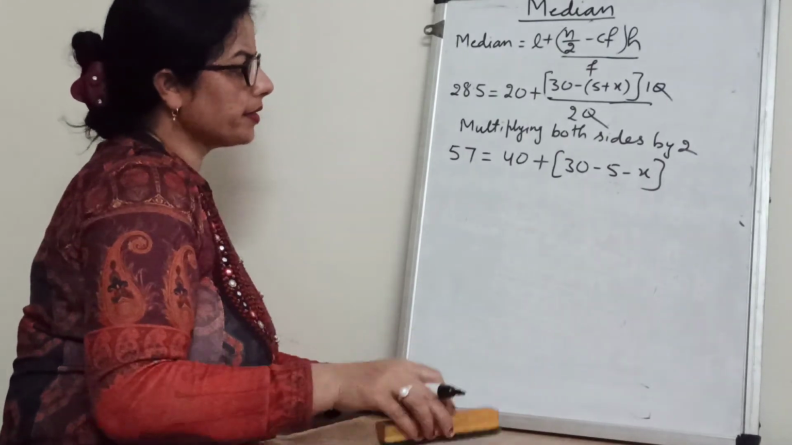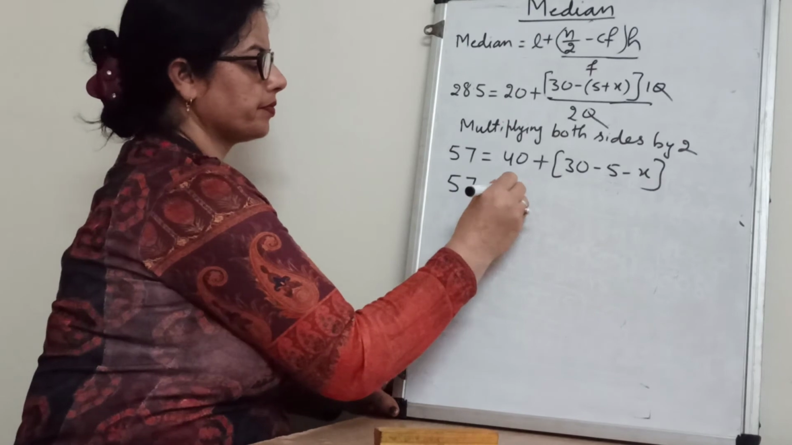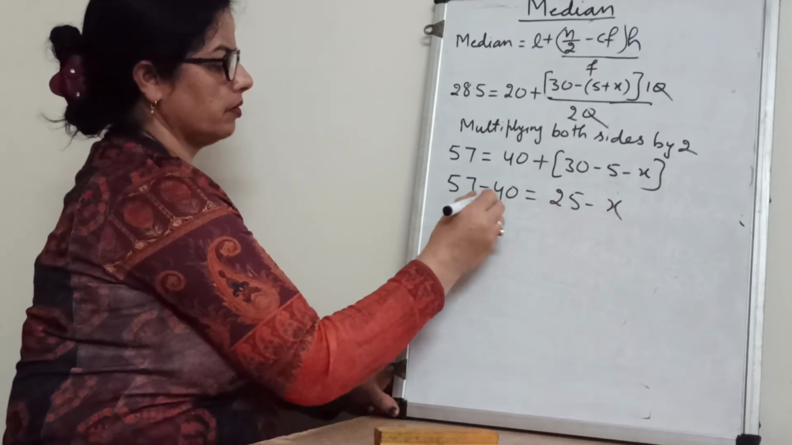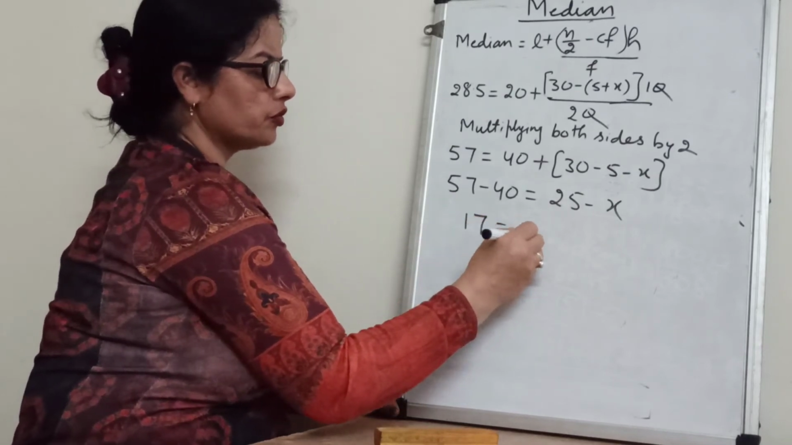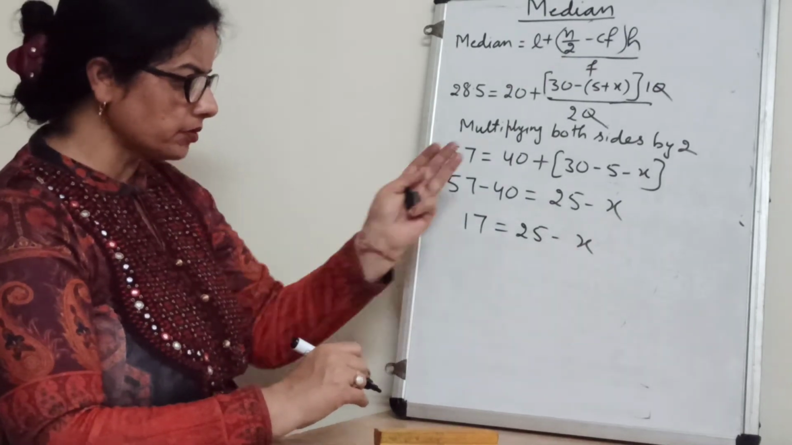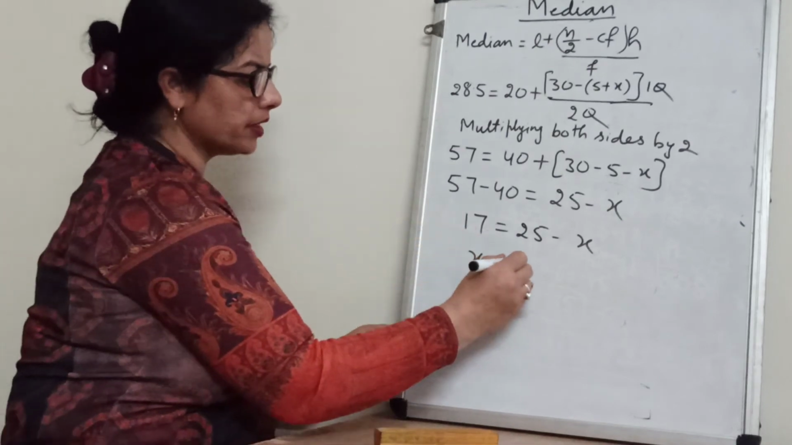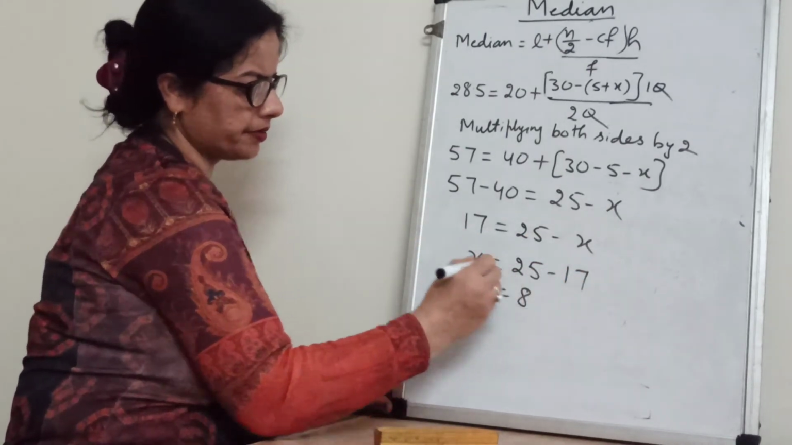Now open the bracket. This 40 will come this side. 25 minus x. What will come? 17 is equal to 25 minus x. I want to find x here. x I am shifting here. Minus x will become plus x here. And 17 I will bring this side. So what will come? 8.